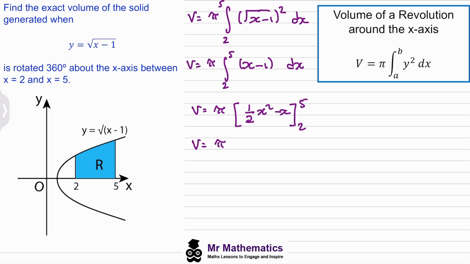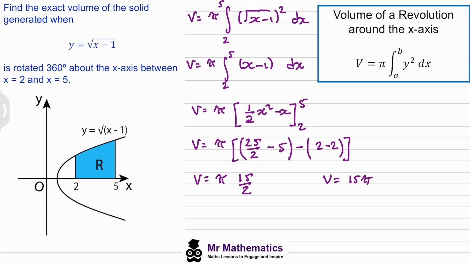This will be pi times 1/2 of x squared, so 25/2, minus the 5, and then the lower limit, well, 2 squared is 4, 1/2 of 4 is 2, minus the 2, this becomes 0. So the volume will be pi multiplied by 25/2, take away the 5, 15/2. So tidying this up, the volume will be 15 pi over 2 units cubed.